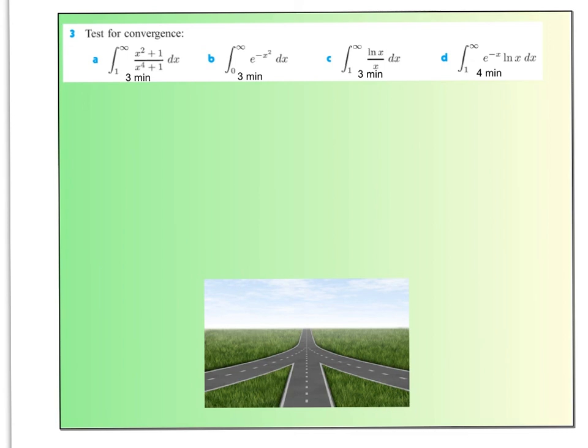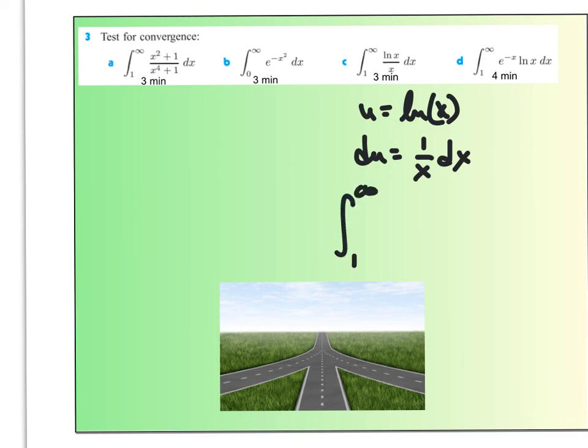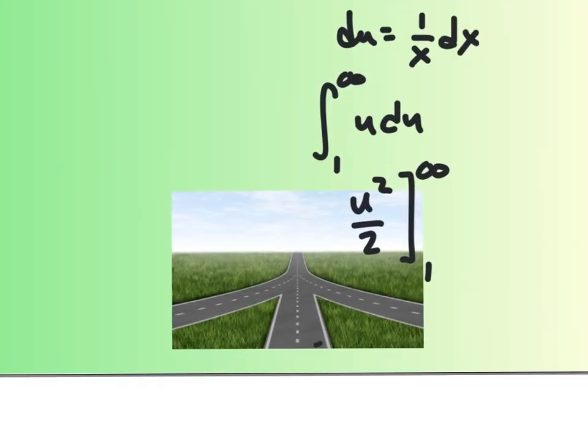The one that actually does not need the comparison test is C. Why? Because it uses u substitution. So u in this case is natural log of x. Du is 1 over x dx. So don't lose track of the fact that you still have that at your disposal. All right, this would just be u du, right, which would be u squared over 2 on this interval from 1 to infinity. U obviously is natural log of x. And you would take that from 1 to b, and you'd do your improper integration work from there.